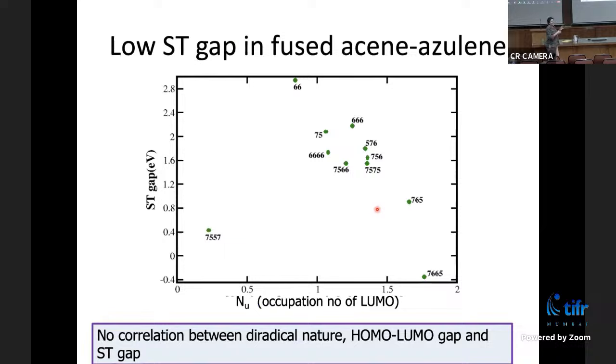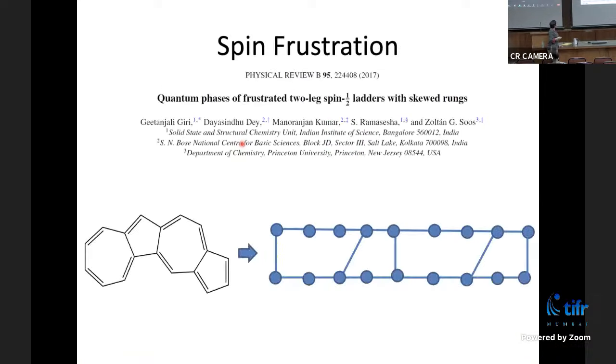But even in the ST gap, for the acenes, they said that the diradical nature drives the reduction in the HOMO-LUMO gap, and that leads to the reduction in the ST gap. So we went ahead and did that plot for that correlation, where here is the occupation number of LUMO, and here is the ST gap. And if you can think that this has some correlation, well, I don't see any. So there's no correlation whatsoever.